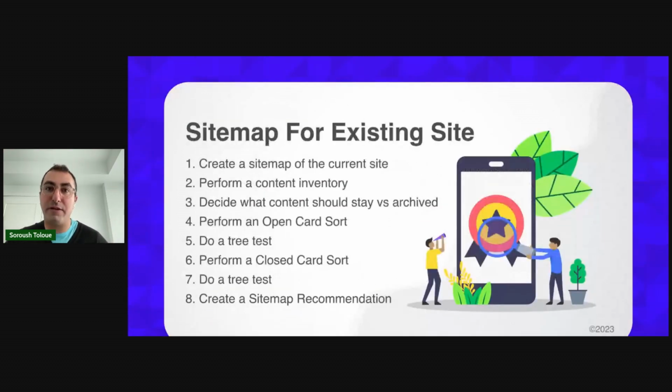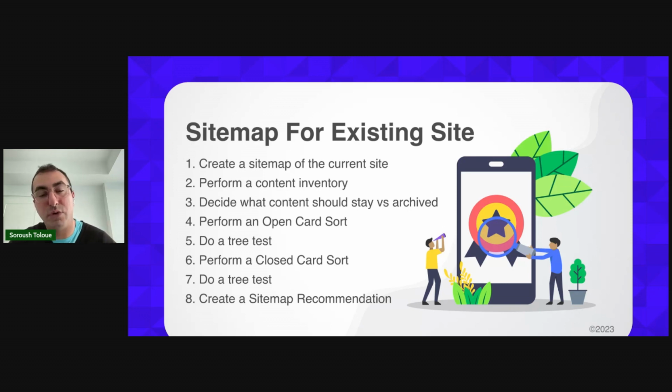Now, let's talk a little bit about one of the most important deliverables, which is the sitemap, and how to go about creating a sitemap based on an existing site, which is a lot easier than creating it from scratch. So let's talk about that for a second. On an existing site, ideally, here are the steps that you want to take to create a new sitemap. You want to create a sitemap of the current site. You want to perform a content inventory to make sure what you have versus what you want to be archiving.